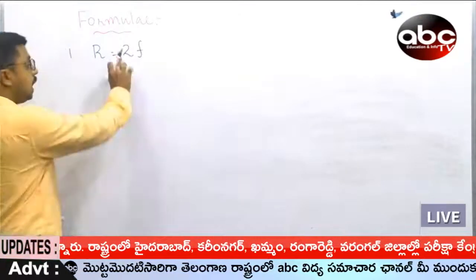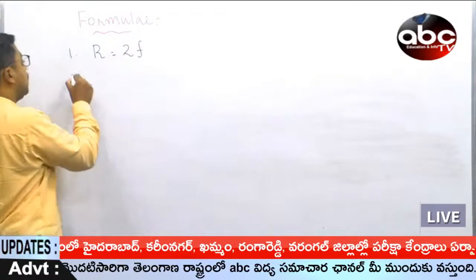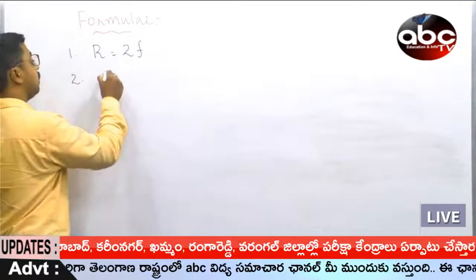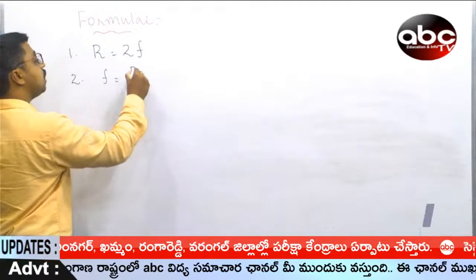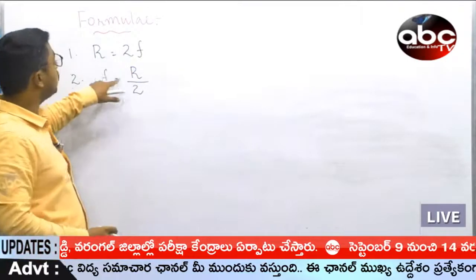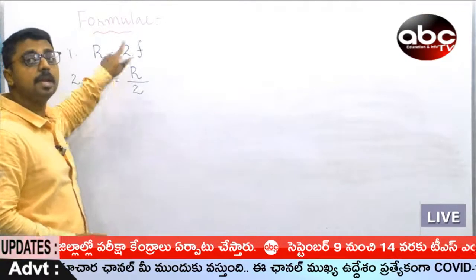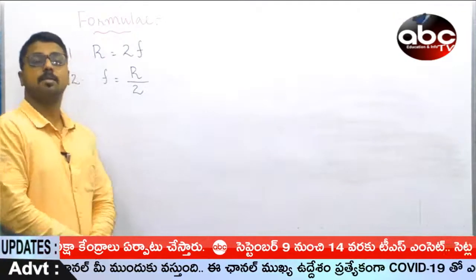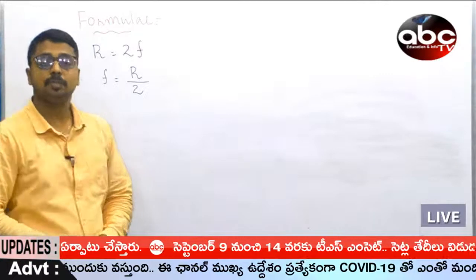సెకండ్, దీన్నే మీరు కొద్దిగా మాడిఫై చేసి యూ కెన్ ఆల్సో రైట్ దిస్ ఈక్వేషన్ యాజ్ F is equal to R by 2. Focal length is equal to half of the radius of curvature.